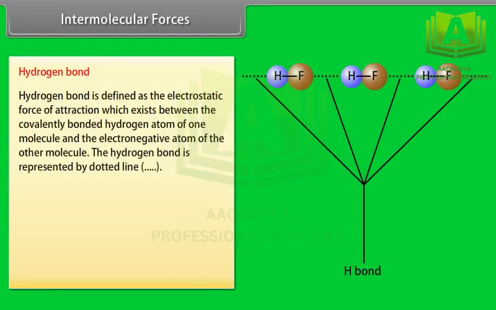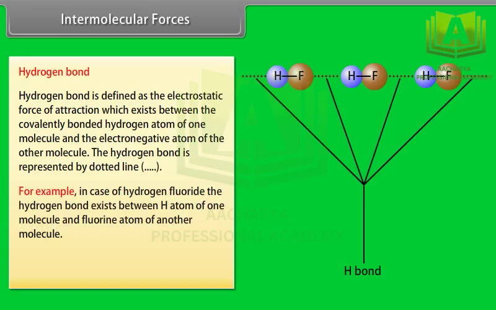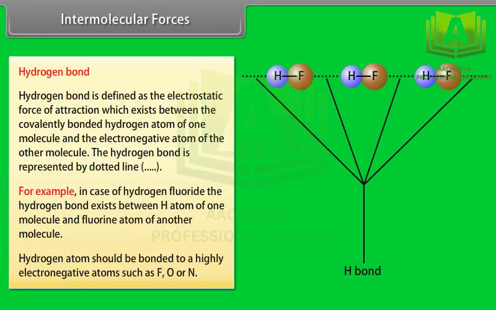Hydrogen bond. Hydrogen bond is defined as the electrostatic force of attraction which exists between the covalently bonded hydrogen atom of one molecule and the electronegative atom of the other molecule. The hydrogen bond is represented by a dotted line. For example, in case of hydrogen fluoride, the hydrogen bond exists between H atom of one molecule and fluorine atom of another molecule. Hydrogen atom should be bonded to highly electronegative atoms such as fluorine, oxygen or nitrogen. Larger the electronegativity of the other atom, greater is the strength of hydrogen bond.